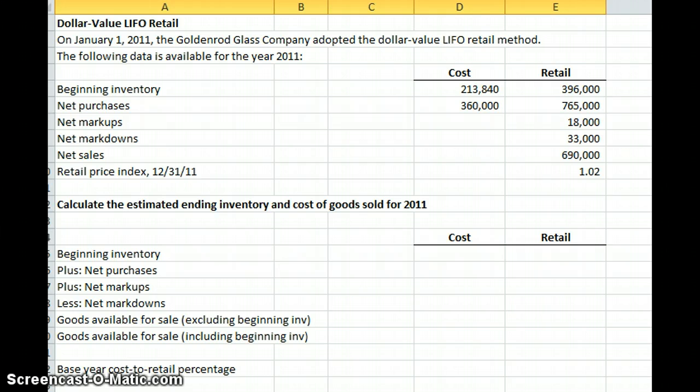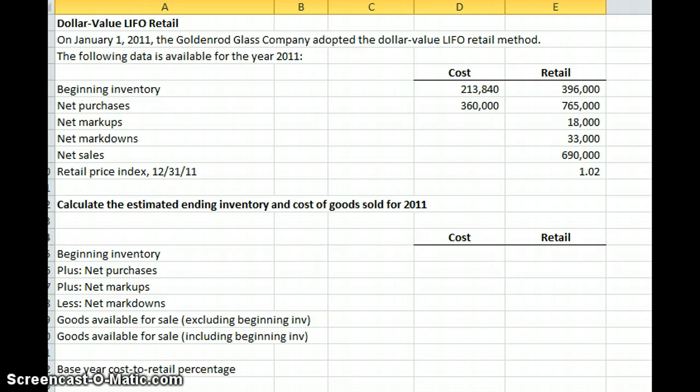Under cost, we have our beginning inventory of $213,840 and a beginning inventory on retail of $396,000. We have net purchases at cost of $360,000 as compared to retail $765,000. And then we have our markups and markdowns. Our net sales are $690,000, and our retail price index for the year on 12/31/11 is 1.02. So we want to calculate the estimated ending inventory and cost of goods sold for 2011.